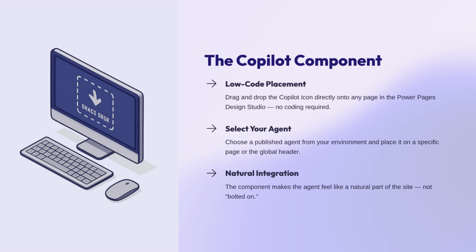Imagine a dummy example of a real estate website. You have your agent all trained in Copilot Studio. You open your Power Pages command center, click the plus button, find the Copilot icon and drag it right onto your home page. It's as easy as placing a photo on a slide. You've probably noticed at the office how some tools feel bolted on. But this component makes the agent feel like a natural part of the site's furniture. Let's break this down together. We are physically placing our brain onto our front porch.